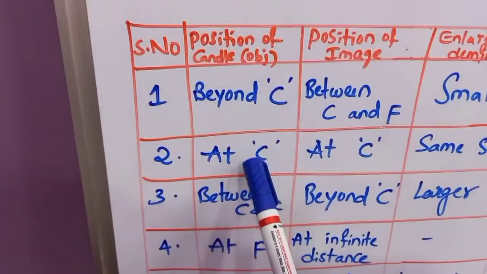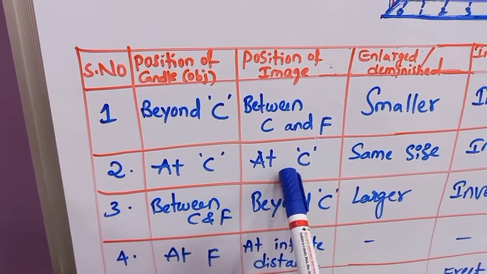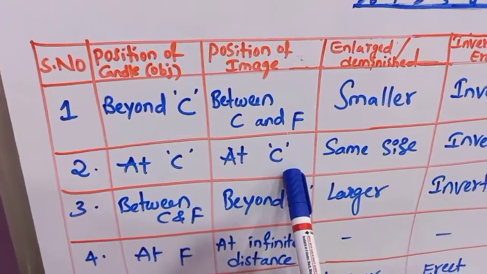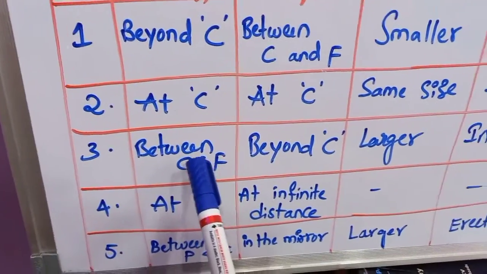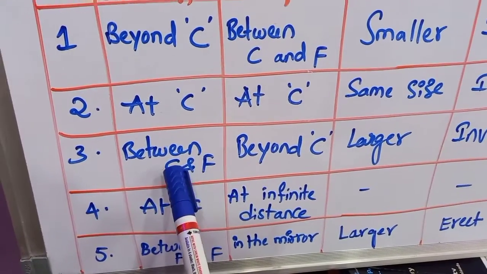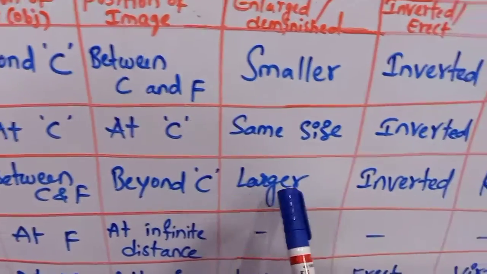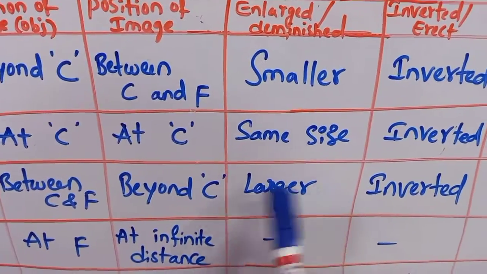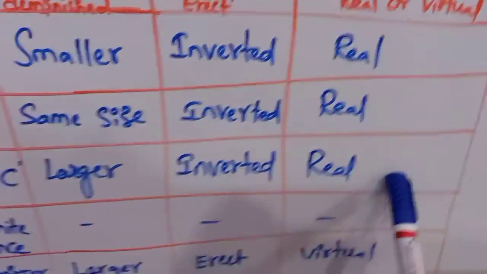Then when the object is placed at C, at the center of curvature, it was observed that the position of the image was also at the center of curvature, the size of the image is the same size, and it was inverted and real. Then when the object was placed between C and F, between the center of curvature and the focal point, the position of the image was found to be beyond C. The size of the image was found to be larger than the object, inverted, and real.